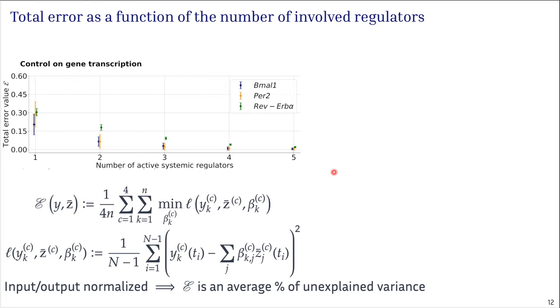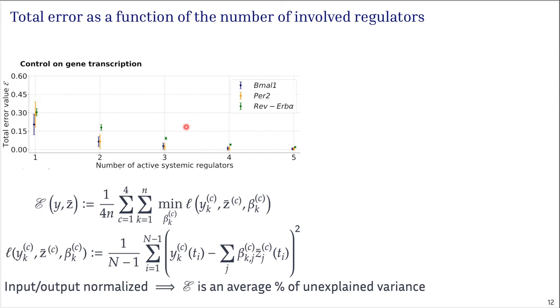This error is simply the mean squared error between the trajectories and the model. Moreover, since we normalize both the input and the output, this error is a percentage of an explained variance. Then, to obtain the final error that is shown here, we just take the mean across trajectories and mouse classes. So that, for instance, this red dot means that the best model trying to explain the control on reverb alpha transcription with only two regulators left unexplained roughly 20% of the variance.